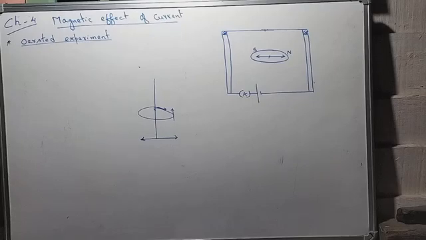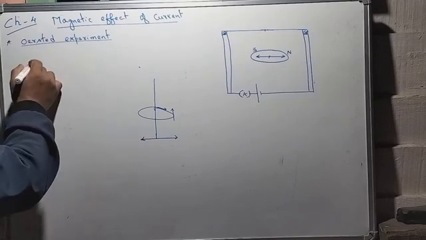This is your new chapter, chapter 4 from your book, and this chapter is about magnetic effect of current. So, before we start with this chapter, first let me just give you a brief history about how magnet and current, the magnetic field and the electric currents, are connected to each other.